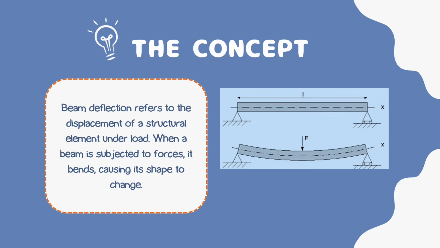For the concept, first, let's understand what beam deflection is. Beam deflection refers to the displacement of a structural element under load. When a beam is subjected to forces, it bends, causing its shape to change. The amount of deflection is critical to ensure the structural integrity of buildings, bridges, and other constructions.